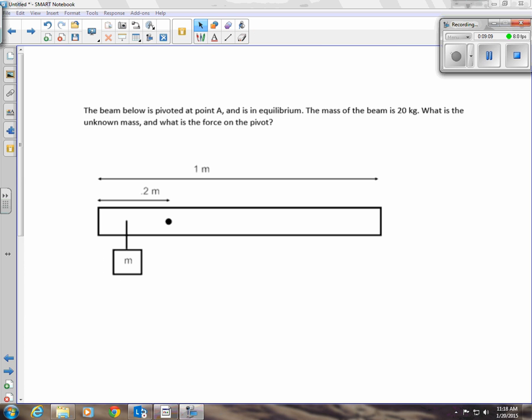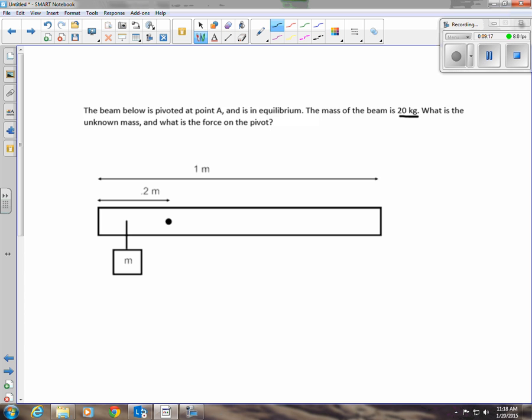Okay, this last example is a little bit different. I have a beam with a mass of 20, and then an unknown mass, and it's going to be balanced. Well, how can that be? I don't see anything on the right side. It turns out most of the mass of the beam is on the right side because I'm pivoted over here. We just have to figure out where to put that 20.